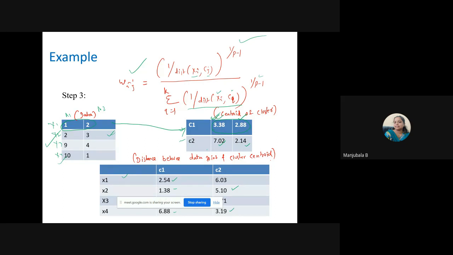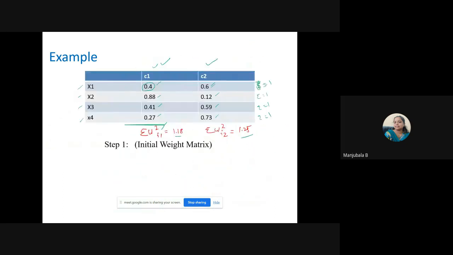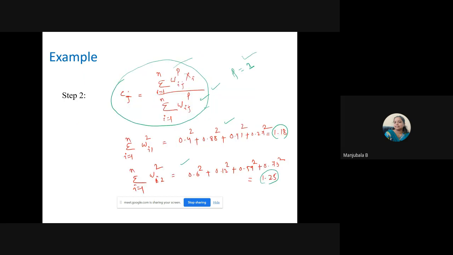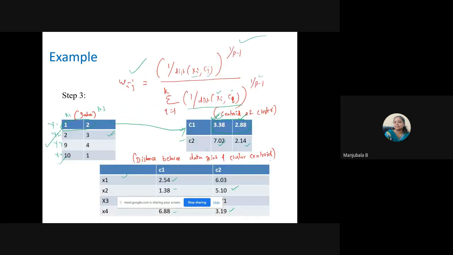So initially we randomly initialized the weight matrix, right? This is the weight matrix we have initialized, and after applying the FCM, fuzzy C means steps, we have to get another weight matrix. So how to find out that weight matrix? This is the distance between the data point and the cluster centroid we have determined. So we have to update this weight matrix by using this formula.